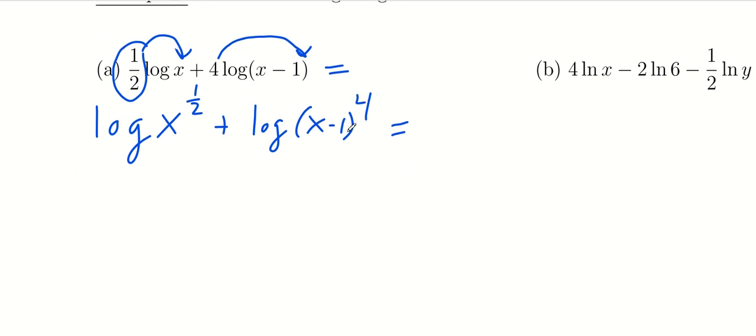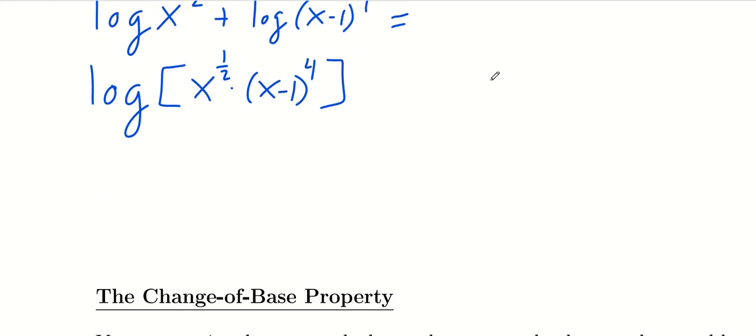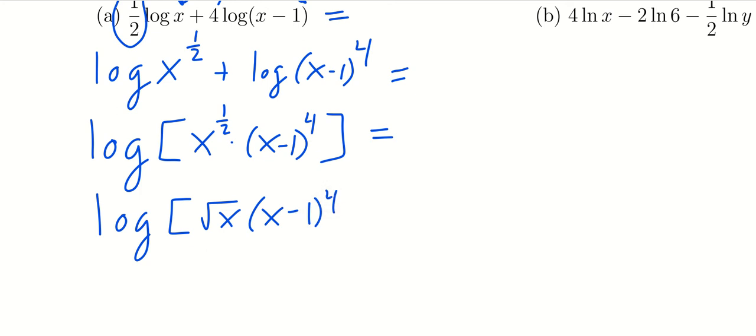We have the sum of two logs, so we can use the product rule to write this as a single log, and then what would go inside of that single log would be the product of x to the 1/2 and x minus 1 to the fourth. And now we have it nice and condensed. You can leave your final answer like this. If you prefer to have the square root instead of the x to the 1/2, you can do that as well. Okay. But this is our final answer.